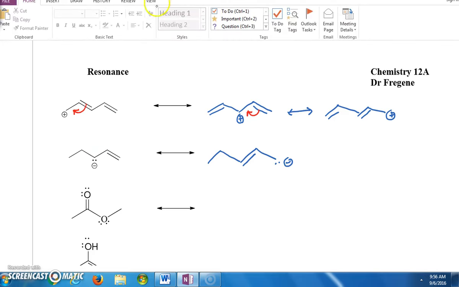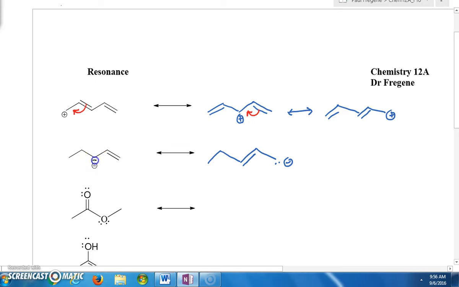Notice that the arrow always begins either at the lone pair and ends on the bond, on the sigma bond, or on the pi bond and ends on the atom. Okay, now that is how we normally delocalize.